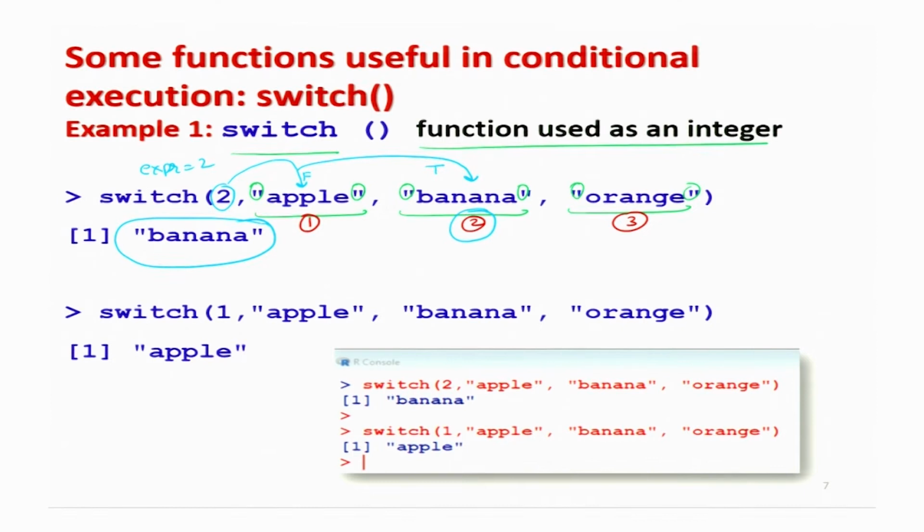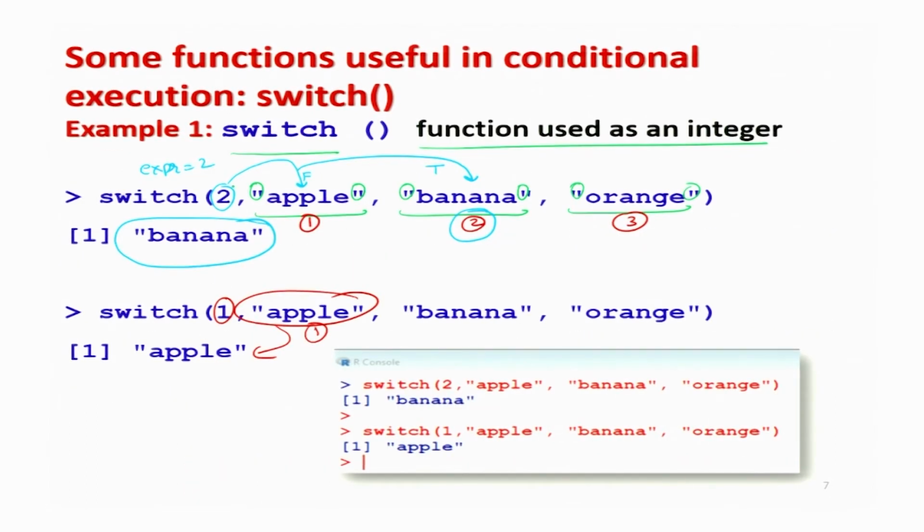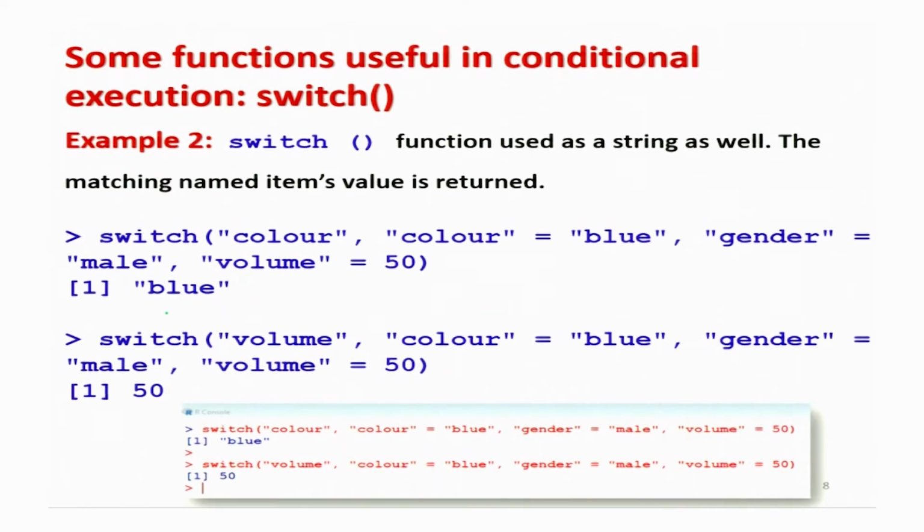Similarly, if you repeat this experiment and write 1, then obviously whatever is written at place number 1, which is apple, will come as an outcome, right. And similarly, I want to take one more example before I go to the R console. Suppose I use a string in place of an integer. So for example, you have seen I have used 2 and 1 as integers. Now I would like to use a string.